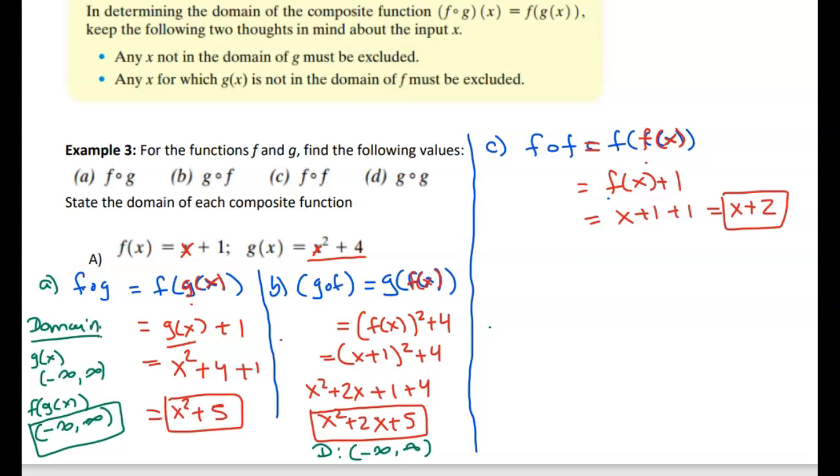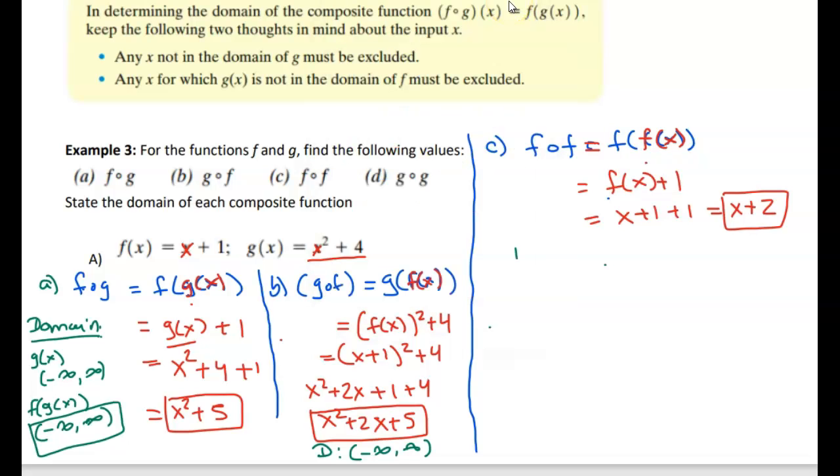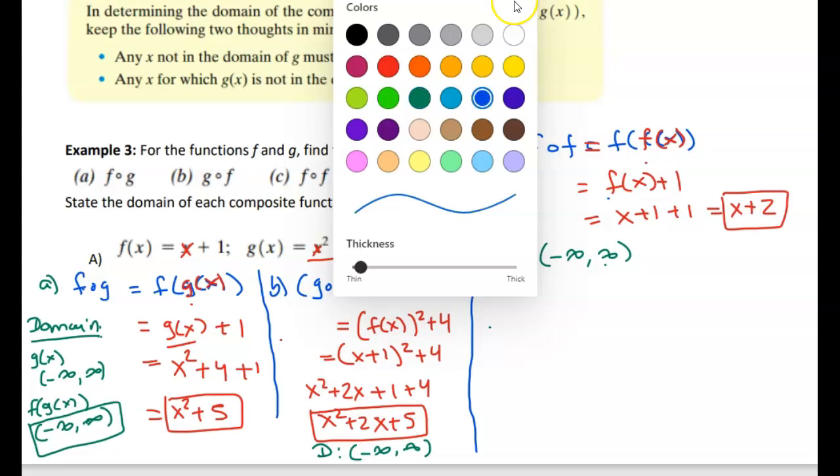Okay, so that's composing a function with itself. And the domain, because everything is polynomials, the inner function and the result, it's all real numbers. Let's look at D.